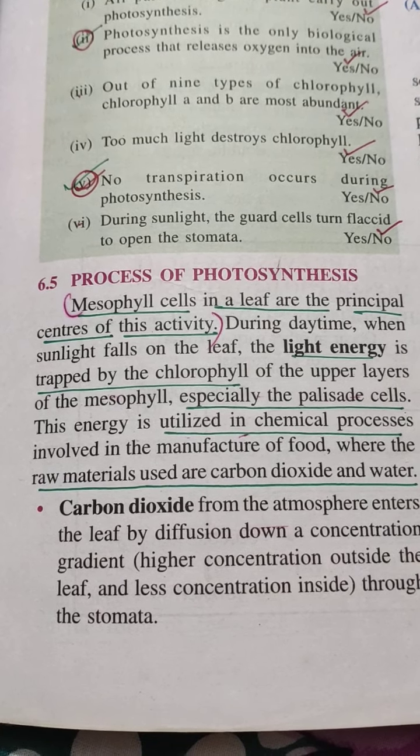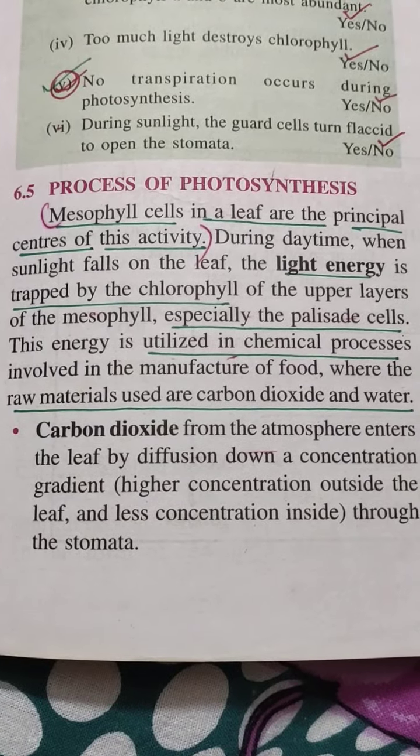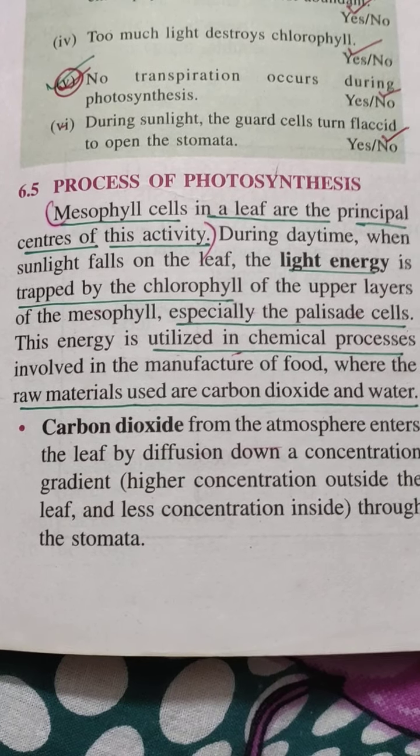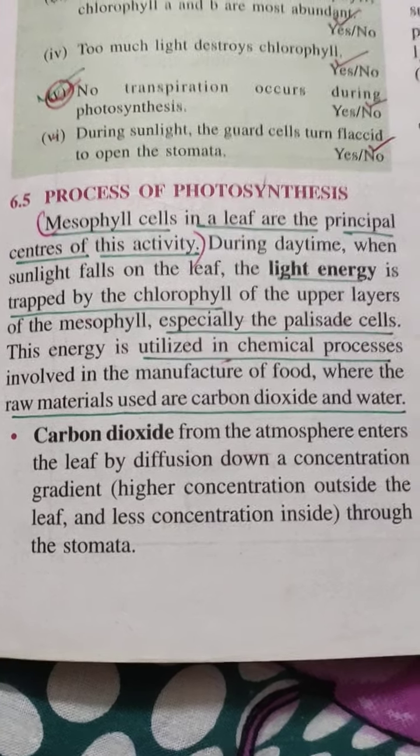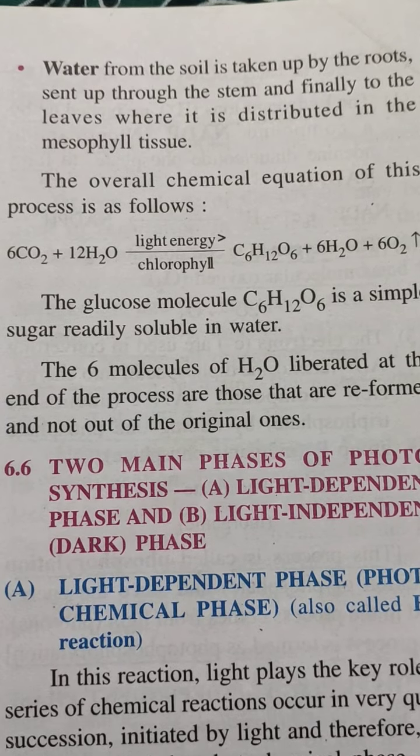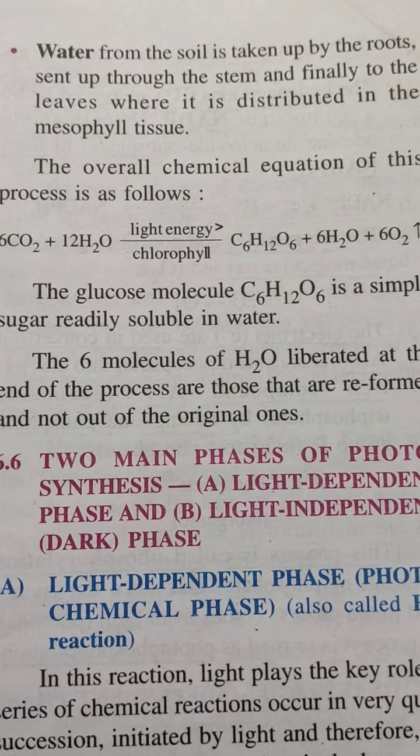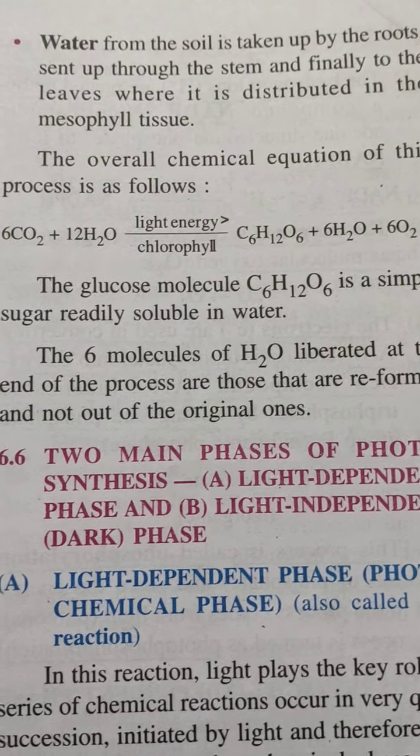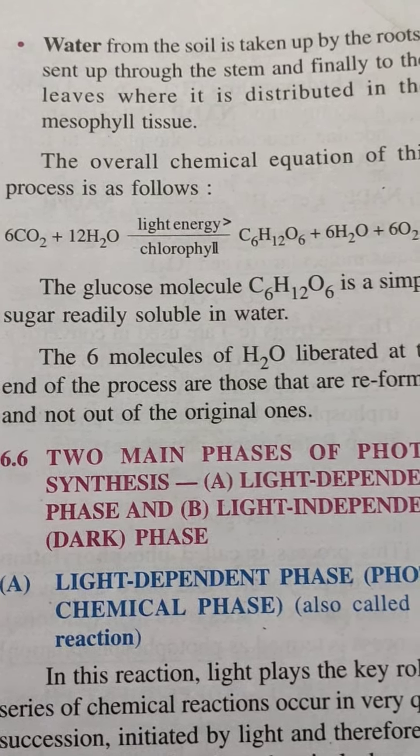Carbon dioxide from the atmosphere enters the leaf by diffusion down a concentration gradient through the stomata. We have learnt this last day also, the role of stomata in photosynthesis. Water from the soil is taken up by the roots, sent up through the stem and finally to the leaves, where it is distributed in the mesophyll tissue. These two are the main raw materials required.